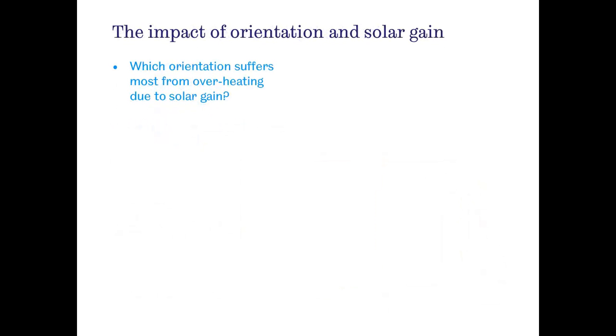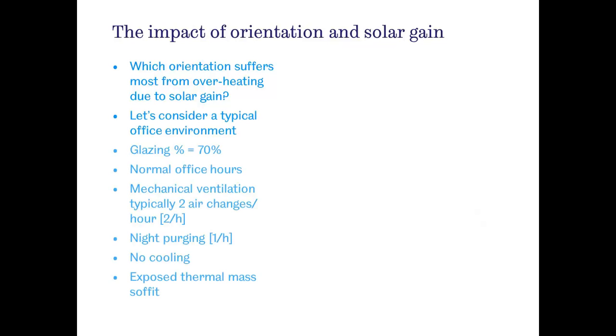Okay, so let's have a little look at that overheating. And the question here: which orientation suffers from overheating in the UK? Let's consider a typical office environment. So we've got 70% of glazing, normal office hours, a typical mechanical ventilation system, and nighttime purging. That means at night you can ventilate that building to cool it down. We've got no actual comfort cooling, and we've got some exposed thermal mass in the soffit. So we've got a concrete soffit.